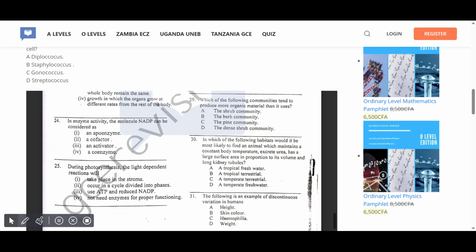The following is an example of discontinuous variation in humans. The answer is C.